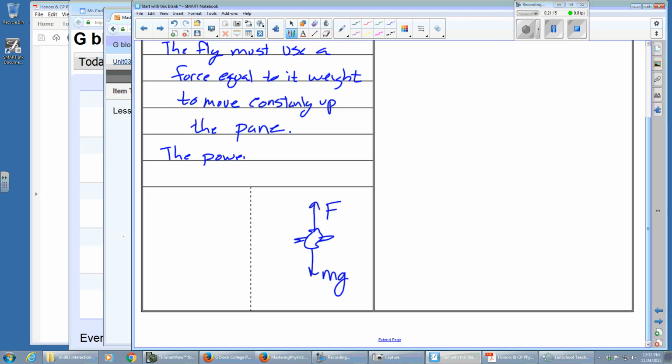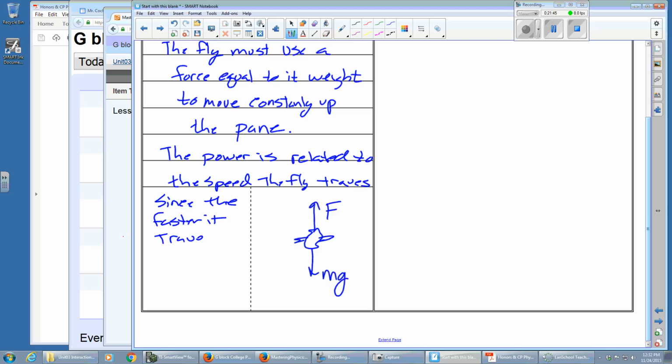Power is related to the speed the fly travels, since the faster it travels, the higher the rate it must work.